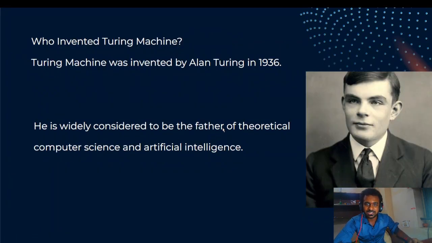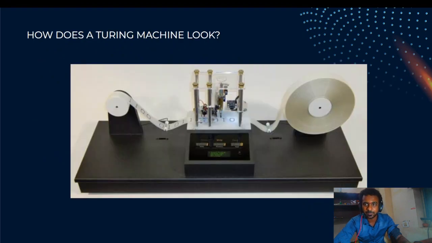He is widely considered to be the father of theoretical computer science and artificial intelligence. His contribution in computer science are so big that the biggest prize in computer science field is called the Turing Prize. All the modern computer science that we even use today is all because of his intelligence and hard work. Now, if you are wondering how a Turing machine hardware looks like, it looks like this. This is the infinite tape that we have been discussing about, and this is the head that is pointing to a specific square.